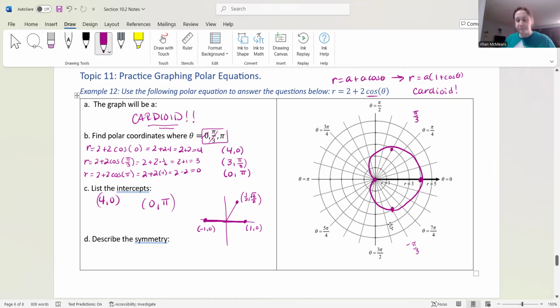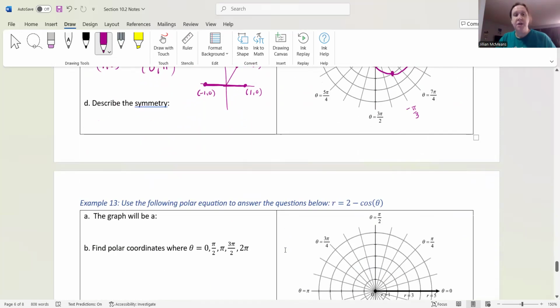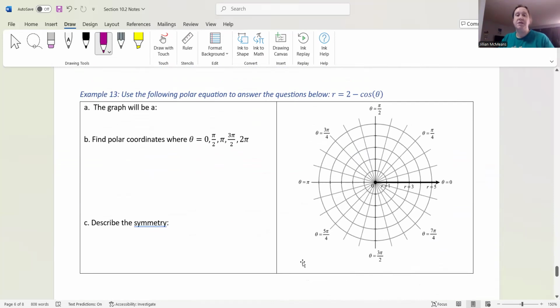All righty. Last up, let's look at example 13. It says use the following polar equation to answer the questions below. We have r equals 2 minus cosine theta. We want to know what kind of graph we're going to get. We're going to look at some different points here, and then we're going to discuss symmetry.